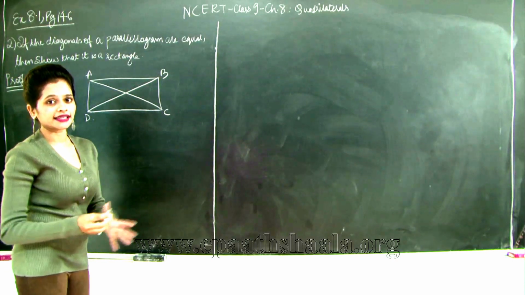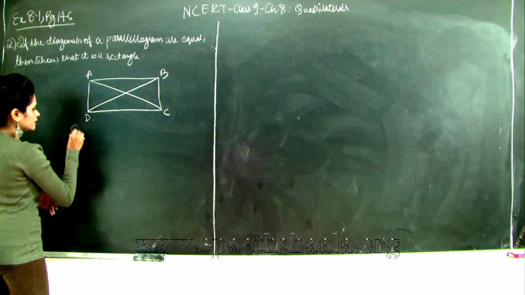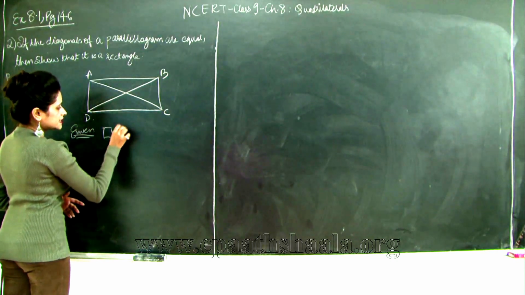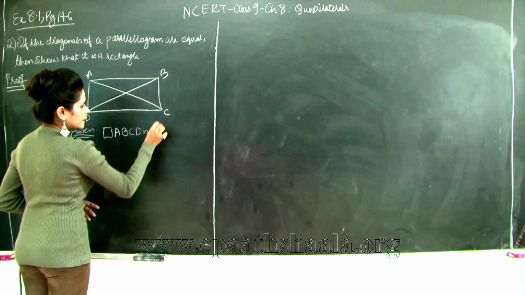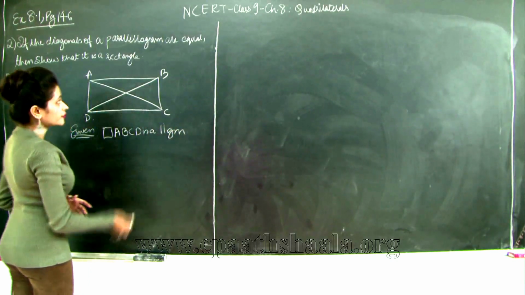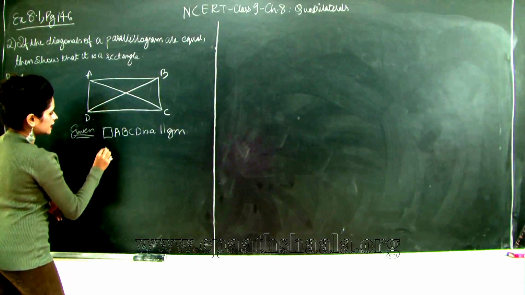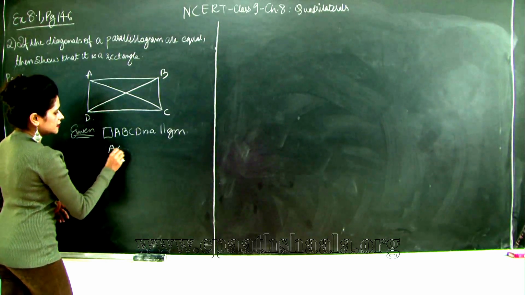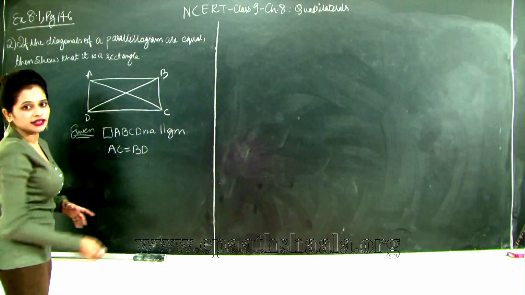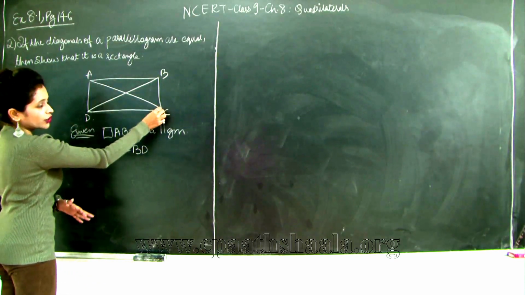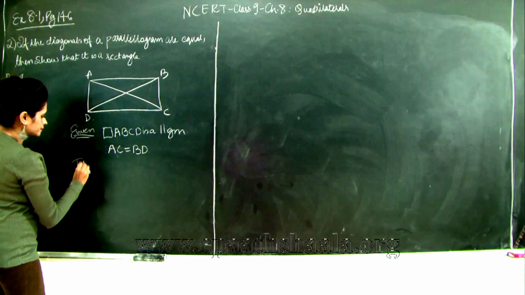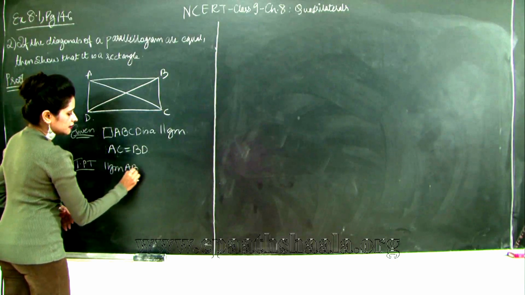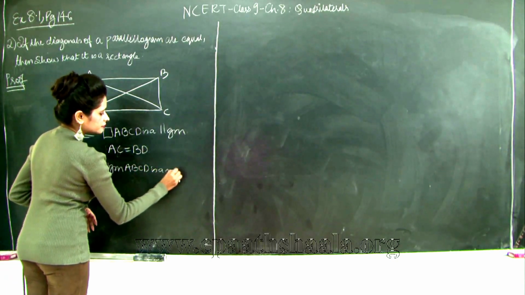So, let us first go ahead and write the given data. Given: quadrilateral ABCD is a parallelogram, and it is given that the diagonals AC is equal to BD, because it is given that the diagonals are equal to each other. Therefore, we have drawn our diagonals. What do we need to prove? That parallelogram ABCD is a rectangle.